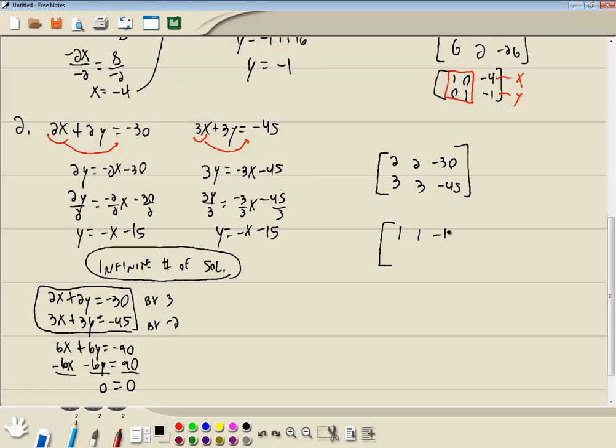And we get 1, 1, negative 15, and 0, 0, 0. Now, how you can tell if it worked: if you got two equations, two variables, 2 by 2, your first 2 by 2 square should be a diagonal 1, 0, 0 else, which it isn't. So it didn't work. Specifically, notice that your last row is all zeros. Last row is all zeros means you got an infinite number of solutions. So all three methods give you the same result on that one.